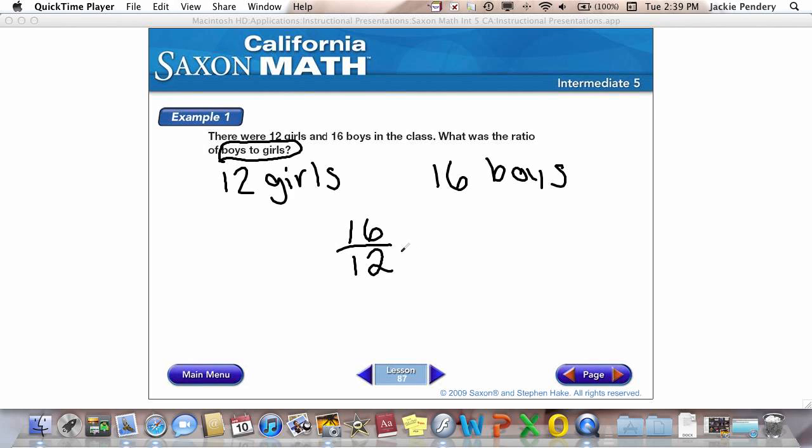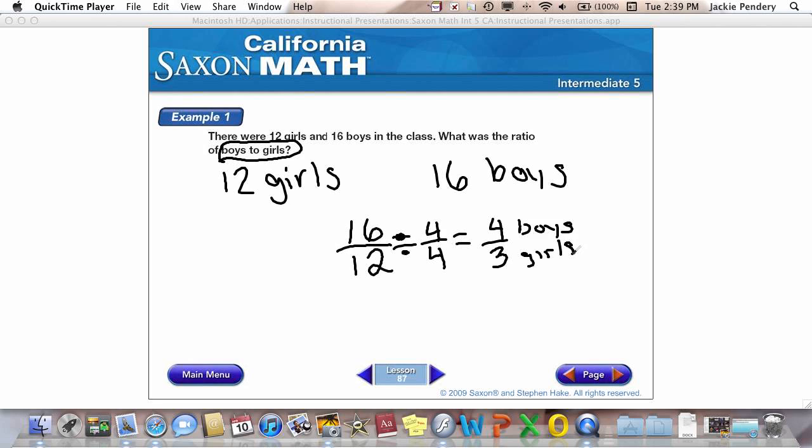And just like a fraction, I can simplify a ratio. So this says that in my class, for my 16 boys, I have 12 girls. Okay, well that's kind of a big number to think about. So let's reduce this. I know that 4 is a common factor of both 16 and 12, so I'm going to actually reduce this by 4/4, and we're going to get 4/3. Okay? So what this means is that for every 4 boys in the class, there are 3 girls.